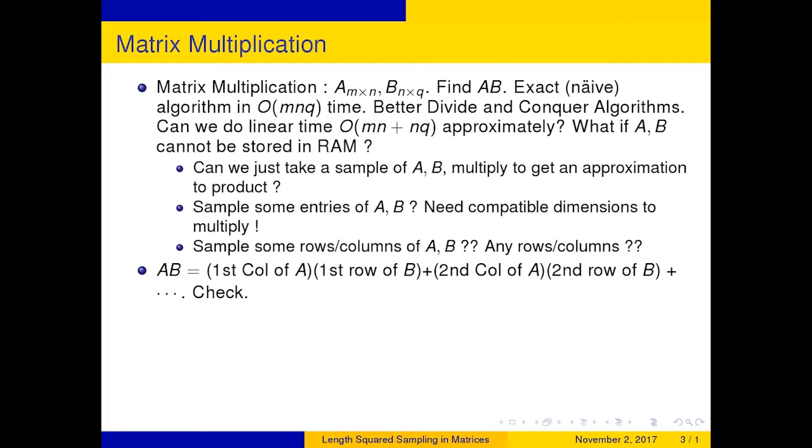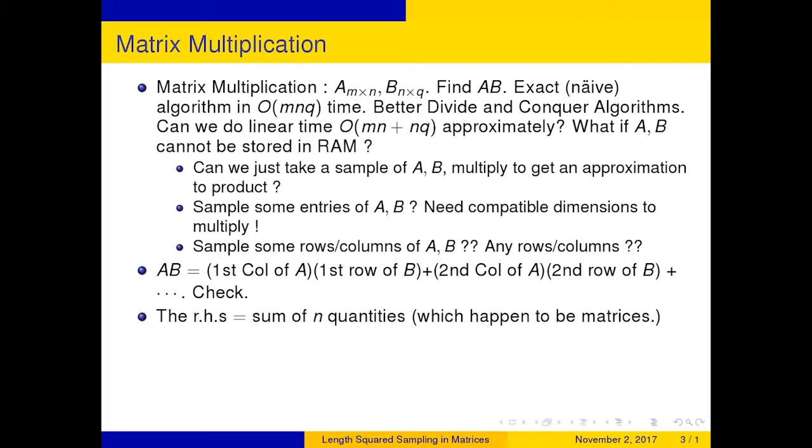You should check that at home. It's just by multiplying matrices. There's no magic to that. So the right-hand side is the sum of n quantities. It happens to be the case that each quantity is not a real number, it's a matrix, a full matrix. But nevertheless, it is the sum of n things.